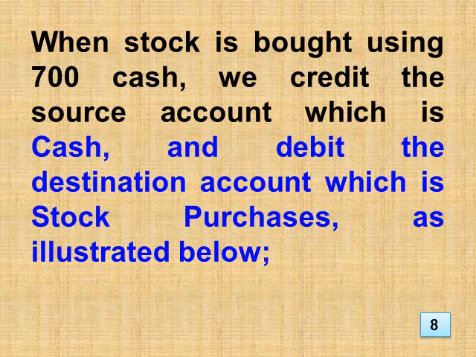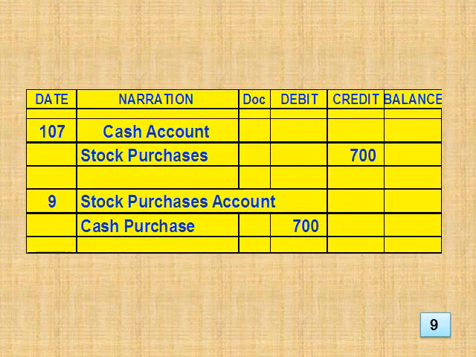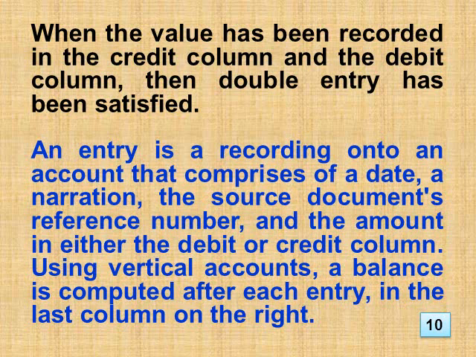When stock is bought using $700 cash, we credit the source account, which is cash, and debit the destination account, which is stock purchases, as illustrated below. This slide shows the cash account credited with $700, while the stock purchases account is debited with $700. When the value has been recorded in the credit column and the debit column, then double entry has been satisfied.